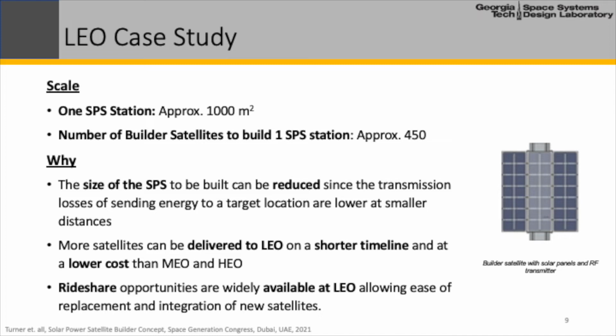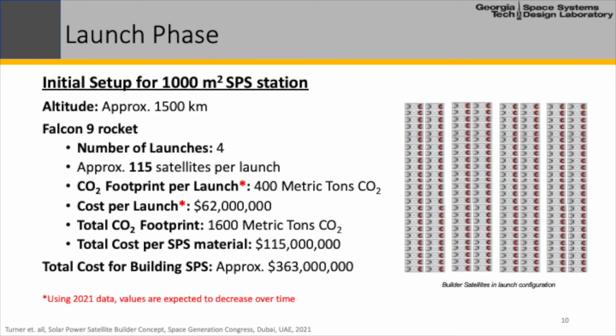We are considering building the solar power satellite in low Earth orbit since the power relay distance will be smaller, leading to less losses in the energy transfer, as well as more satellites can be delivered to a low Earth orbit on a shorter timeline and at a lower cost per satellite than at other orbits. There's also the added ability of being able to use the rideshare opportunity mentioned earlier.